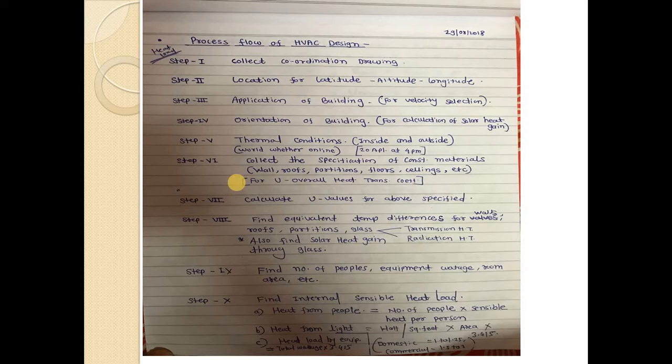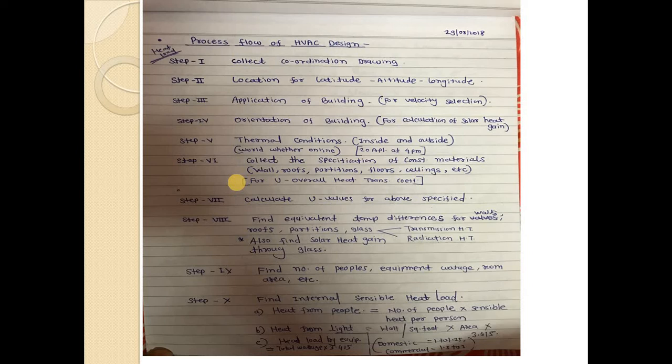These are the two important areas through which the internal sensible heat load is produced. One is the people, and the second most important is the equipment which is present inside, in terms of the light, in terms of the equipment and all. In the second case, the heat from the light, you just calculate it by the wattage of that particular equipment or that light.